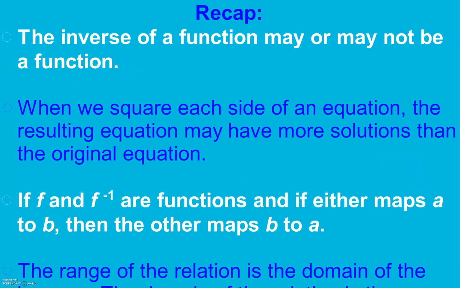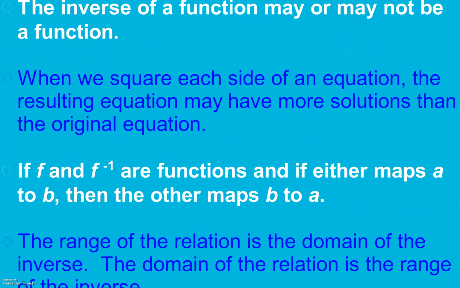Quick recap here for section 6.7. The inverse of a function may or may not be a function. When we square each side of an equation, the resulting equation may have more solutions than the original equation. And we saw that when we squared our square root function, when we found the inverse of that, and it looked like we'd have the whole parabola, but according to our domain and range, we only had half.